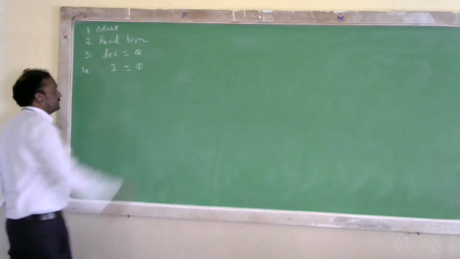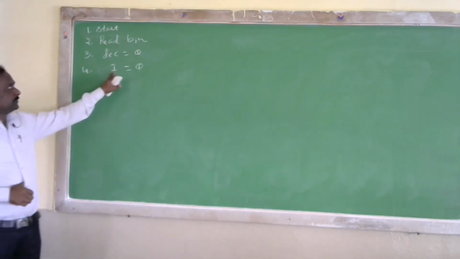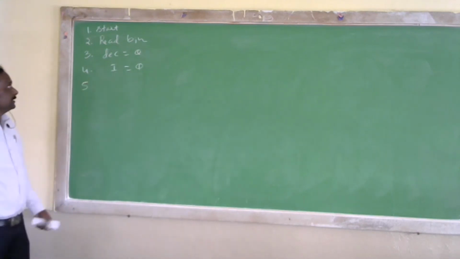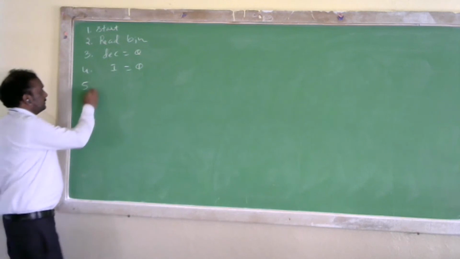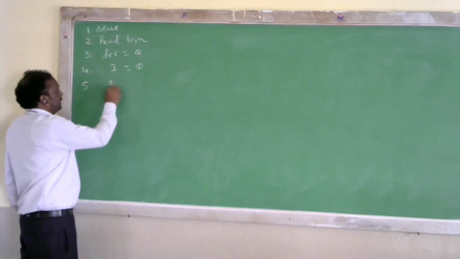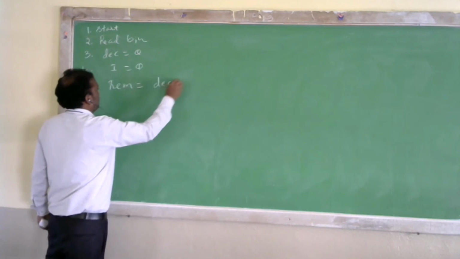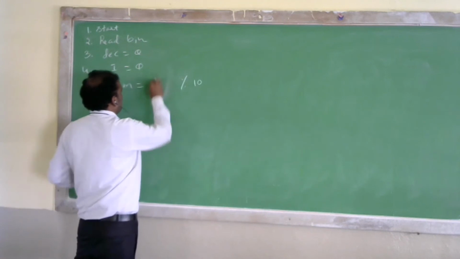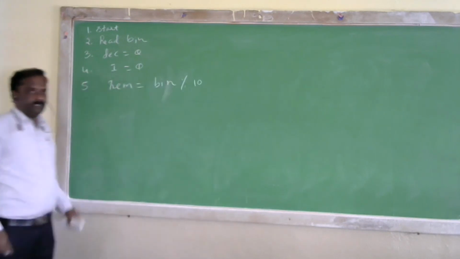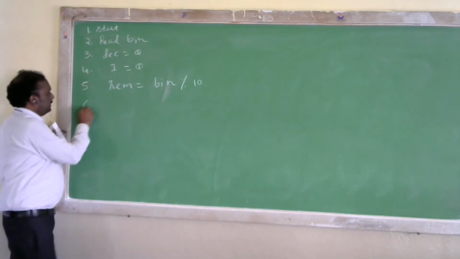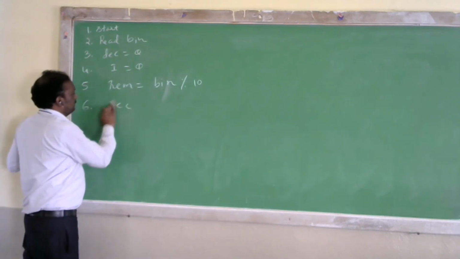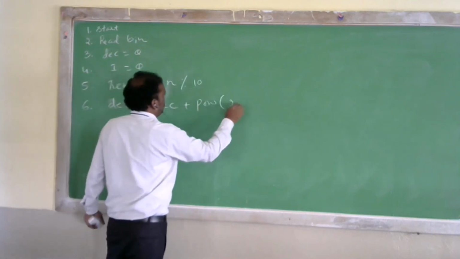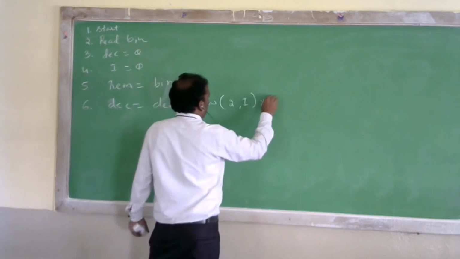Now, initially the I value is 0: 2 power 0, 2 power 1, 2 power 2. So I starts from 0. Next, find the remainder. Remainder is equal to binary modulus 10. You will get the remainder. Now find the decimal value. Decimal is equal to decimal plus power of 2 comma I into remainder.